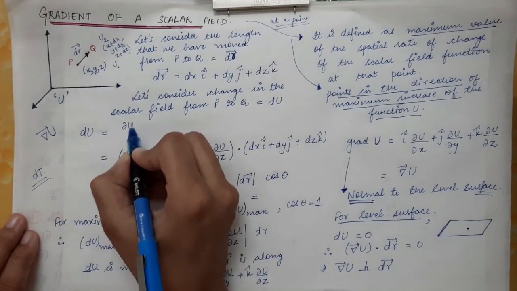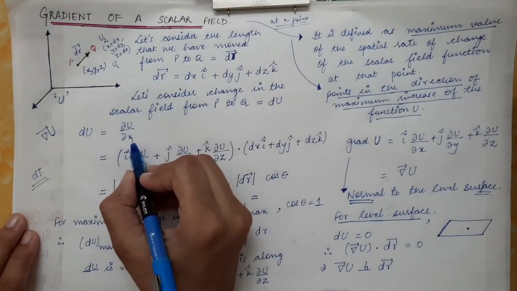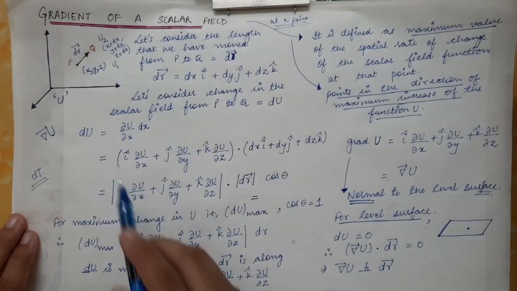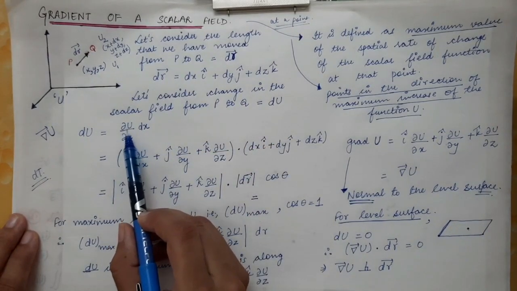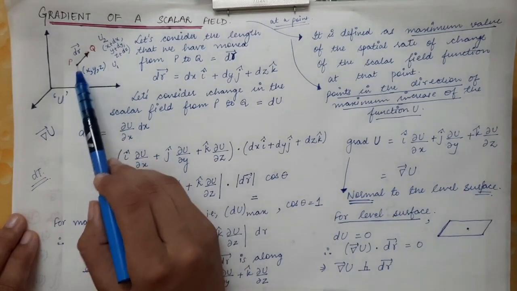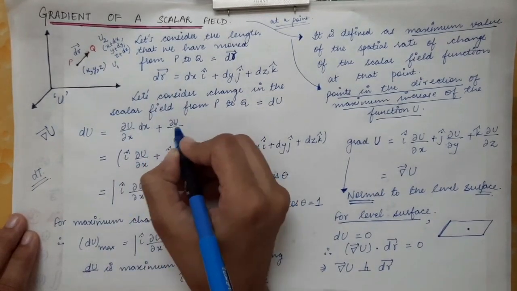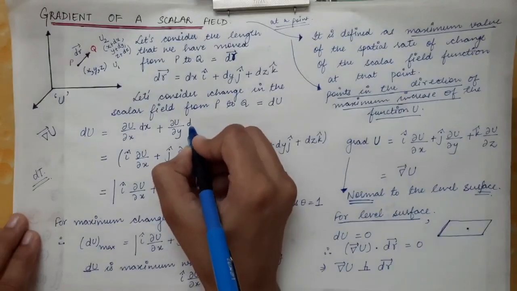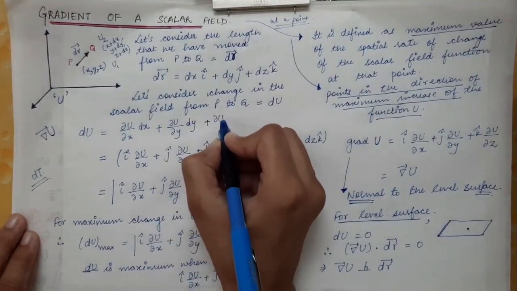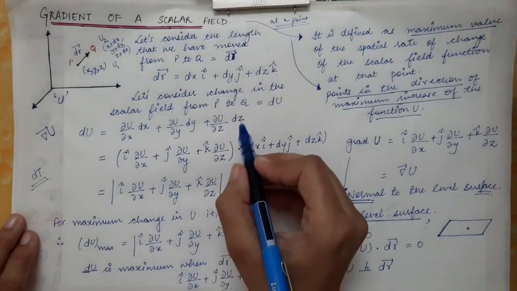was equal to del u by del x. Now this is the partial derivative, the change in u with respect to the x-axis times the change in the x coordinate, which is dx, plus del u by del y, the change in u with respect to the y-axis times the y coordinate which has changed, which is dy, plus the change in u with respect to the z-axis times the distance that we have moved along the z-axis, and that is dz.